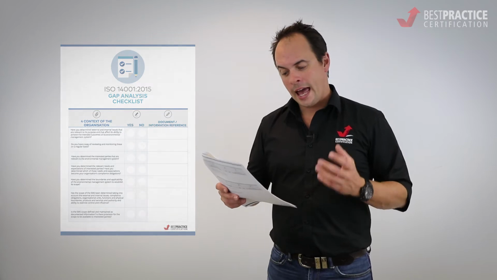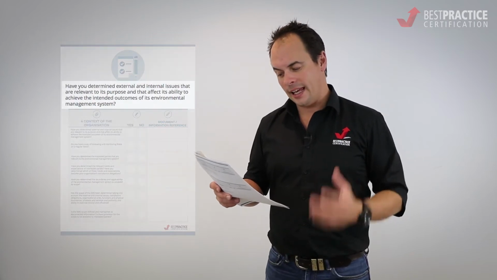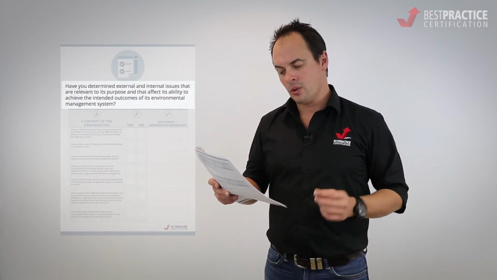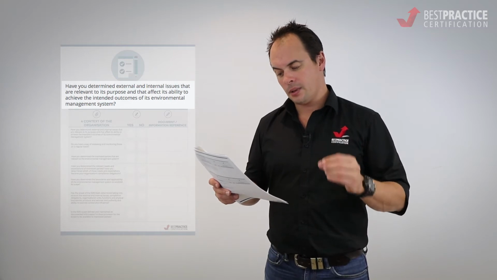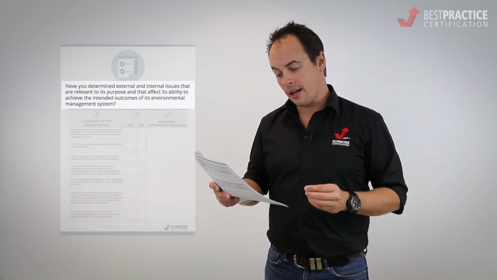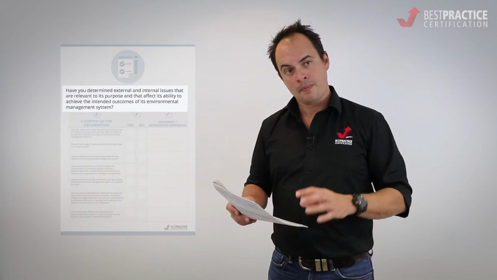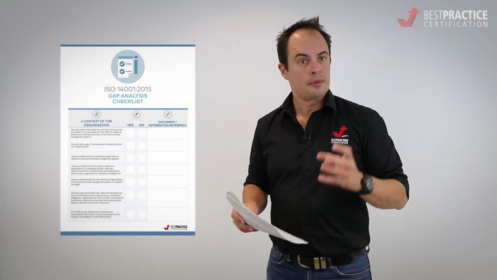So question 1, have you determined external and internal issues that are relevant to its process and that affect its ability to achieve the intended environmental outcomes for your management system? So this is all about starting to frame up the risk assessment component of your environmental management system, or if you want to be really clever, your environmental SWOT analysis, where you look at your strengths, weaknesses, opportunities and threats.